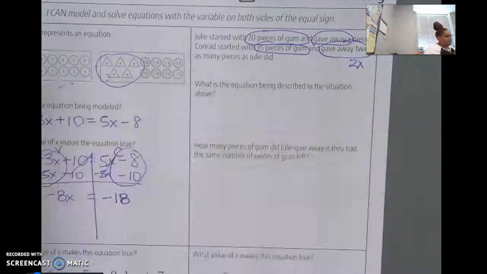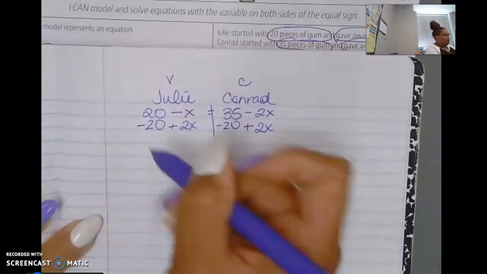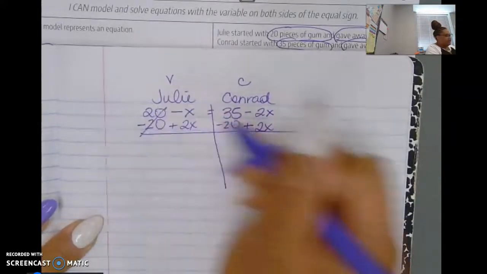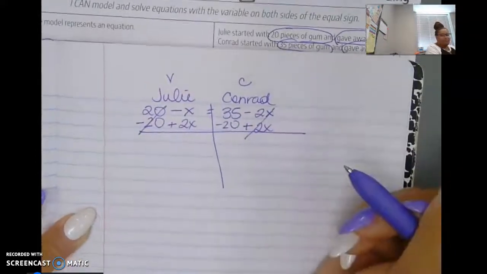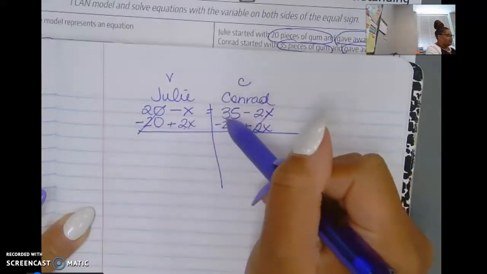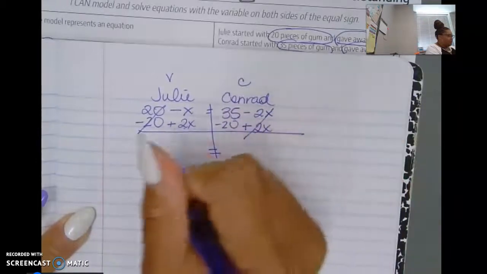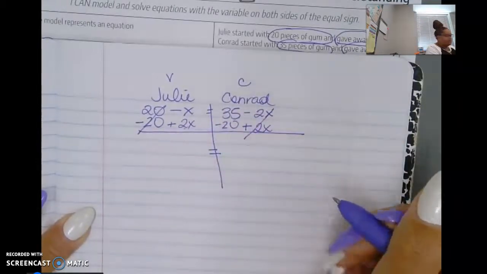Did I do that first one correctly? Yes, the 5x came over here and the 10 over here. Once I simplify that, my 20s will get canceled out and my 2x's will get canceled out. This is 1x plus 2x, and this is 35 minus 20. Equals something, and then solve. Last step is usually division.